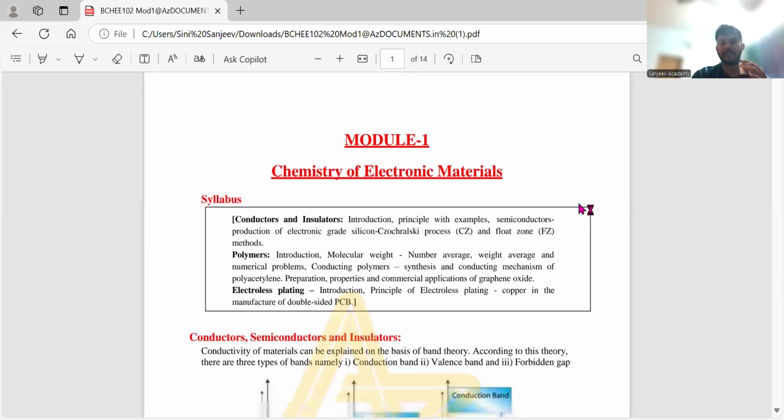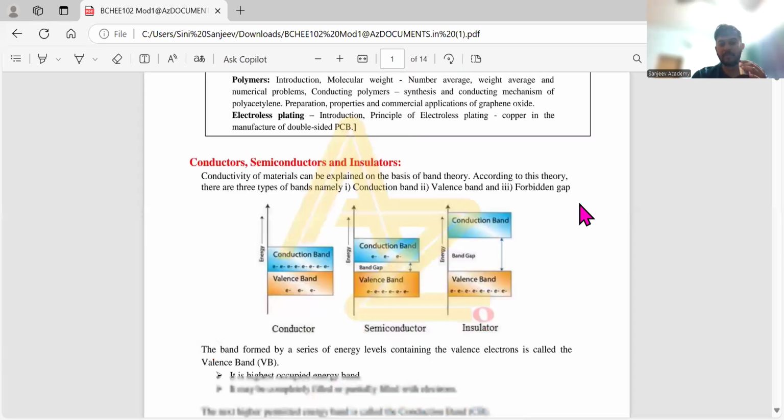Okay, so just as a quick revision for a conductor, semiconductor, and insulator. You can see there is something called conduction band, valence band. For a conductor, the energy gap is zero between the two, correct? For a semiconductor, the gap between conduction band and valence band is less than 3 electron volt. And for the insulator, the energy gap between the conduction band and valence band is more than 3 electron volt.